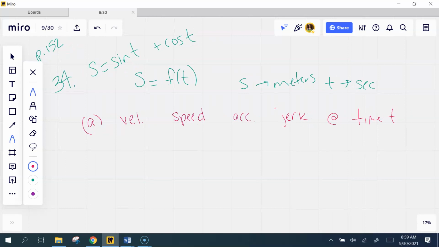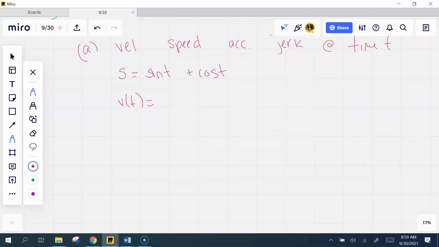Okay. So I know that S is sine t plus cosine t. So first thing I'm going to do is velocity. What is velocity here? It'd be cosine plus negative sine t, cosine t minus sine t. That is easy, yes?